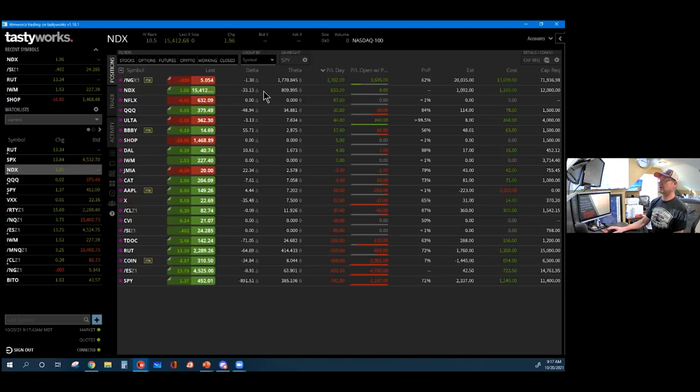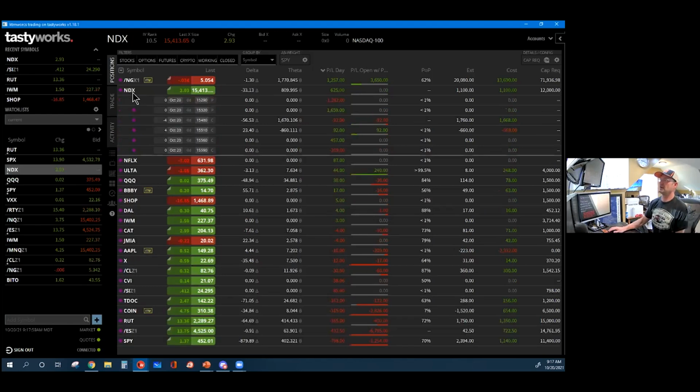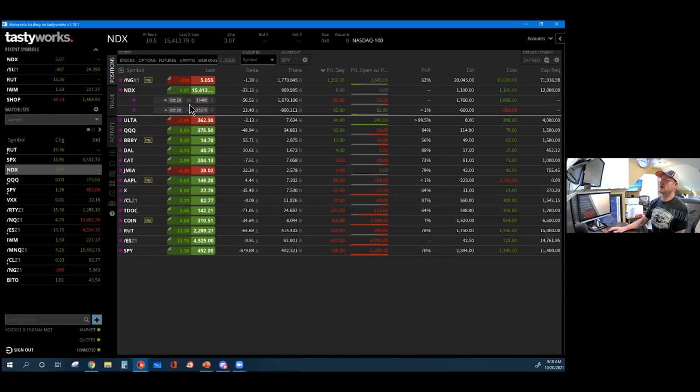Again, I would hope for the same thing, maybe shooting for about a 50% capture rate on this particular iteration of the trade. So, 15,413 right now is where we're at. And let's get rid of the close tab for just a second. 15,480 is where our short leg is. So we'll just let that work for a little bit.